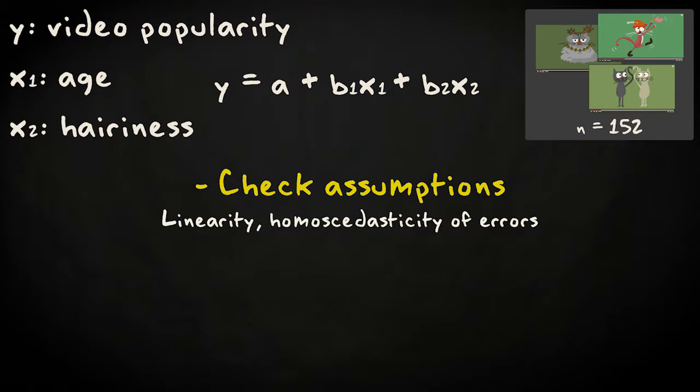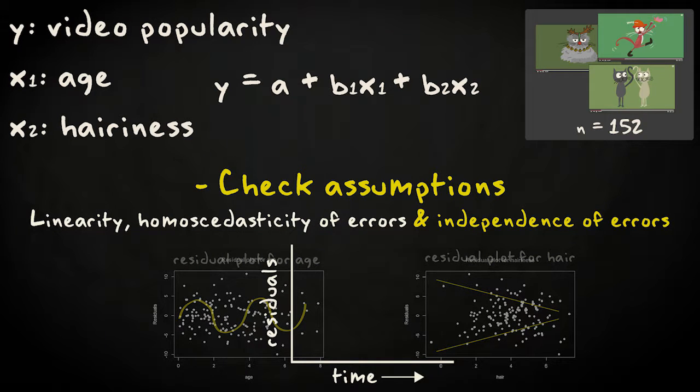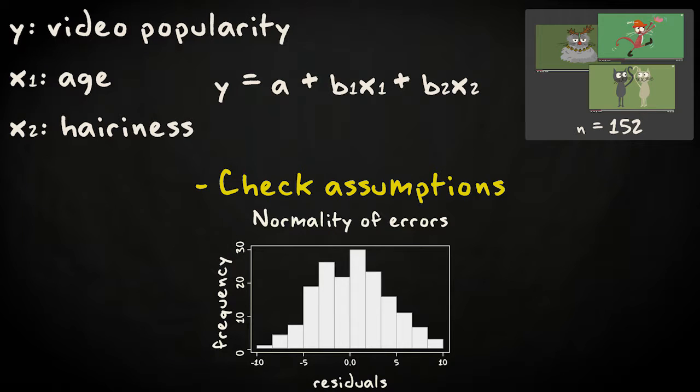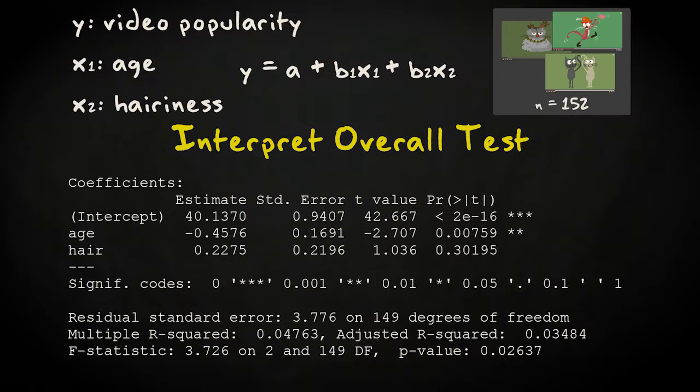Next, we check for linearity and homoscedasticity by checking the residuals plotted against each predictor. The plots for both predictors look okay, no nonlinearity or non-constant error. If we had time series data, we would check for independence of errors by plotting the residuals against time. In our example, we can't check this assumption. We check the last assumption of normality by looking at a histogram of the residuals. The histogram looks okay, and even if it hadn't, we would have been okay because our sample is relatively large with only 2 predictors.